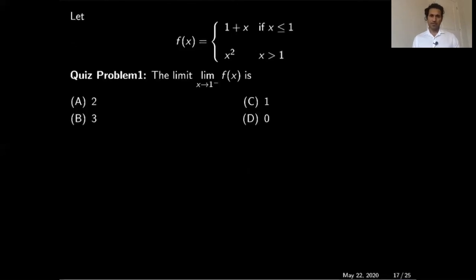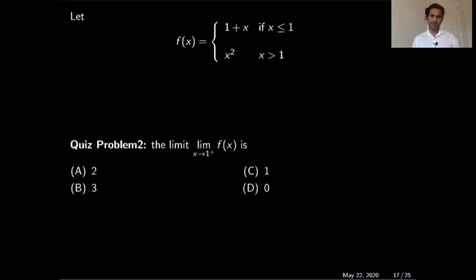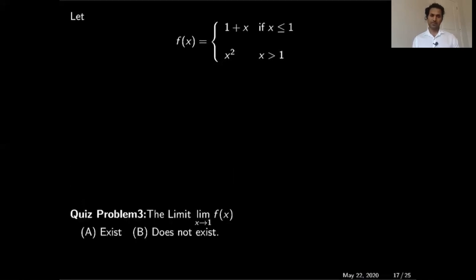Here I have a few quiz problems. In problem number 1, you will calculate the limit of this piecewise function at 1 from the left. In problem number 2, calculate the limit of the function at 1 from the right. And in problem number 3, tell me what is the two-sided limit of this function. Does it exist or does it not exist? Once you complete these three quiz problems, you can leave your answer in the link above.